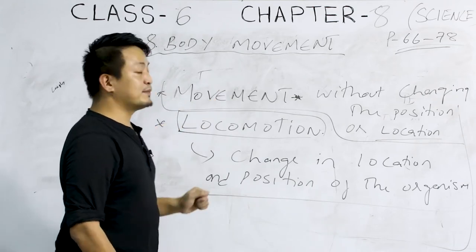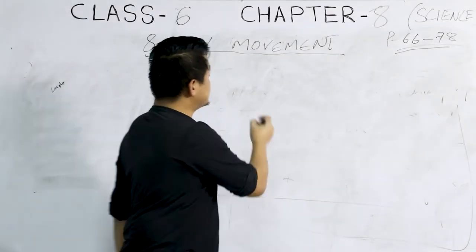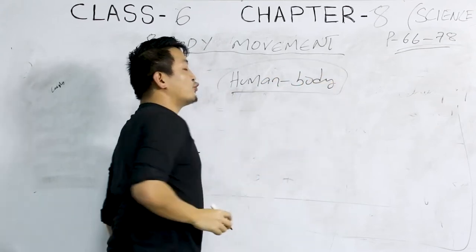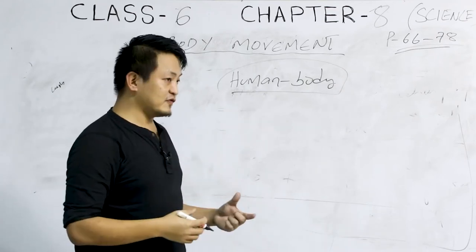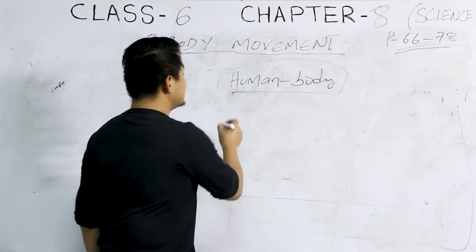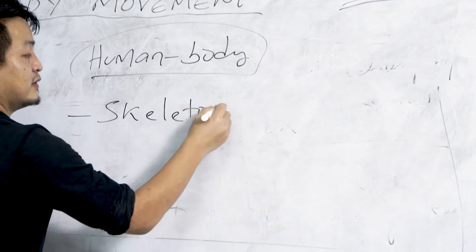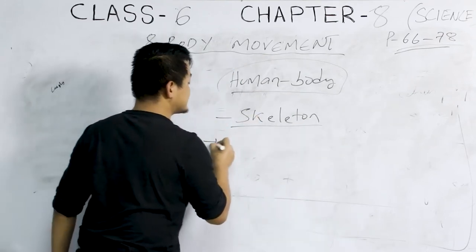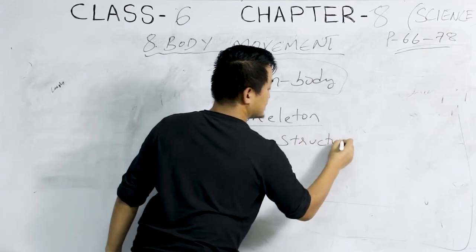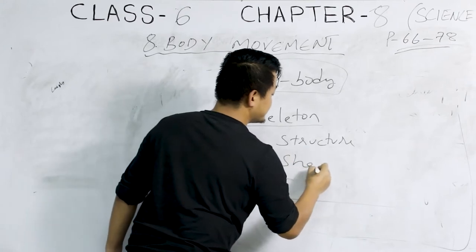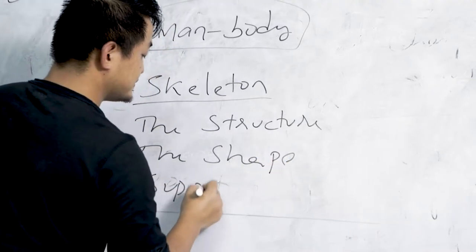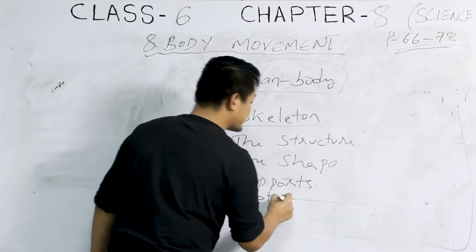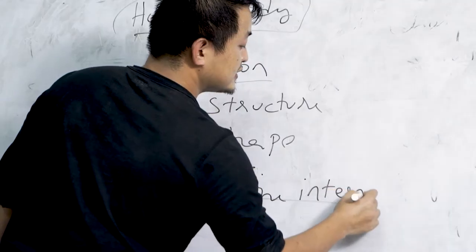Now we'll discuss the human body. When we discuss movement in the human body, it is because of the bones and muscles present, because of the human skeleton. This human skeleton is a framework. This is very important because it gives us structure and shape. It supports our body, and the very important thing is it protects the internal organs.